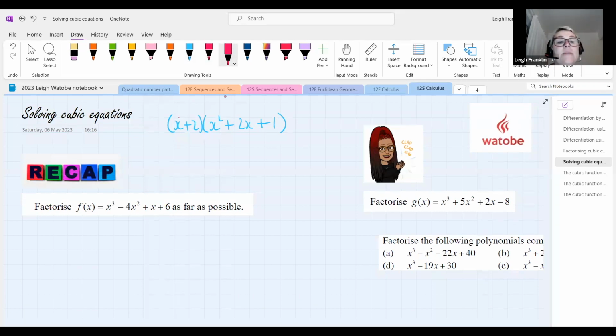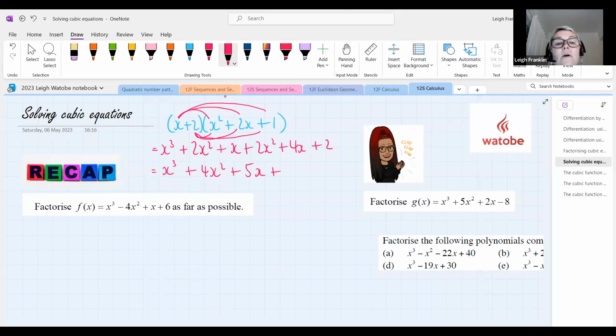Okay, I'd say x times x squared, so first times first, that would give me x cubed. x times 2x would give me 2x squared. x times 1 would give me 1x. 2 times x squared would be 2x squared. 2 times 2x would be 4x. And then last times last, 2 times 1 would give me 2. So I would end up with a final answer of x cubed plus 4x squared plus 5x plus 2, right?